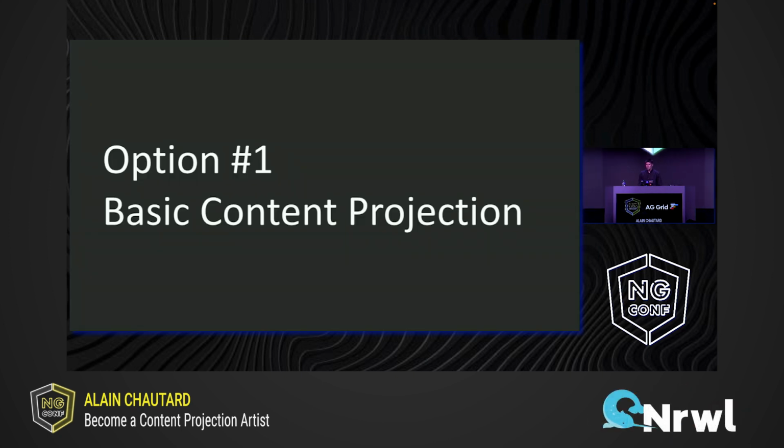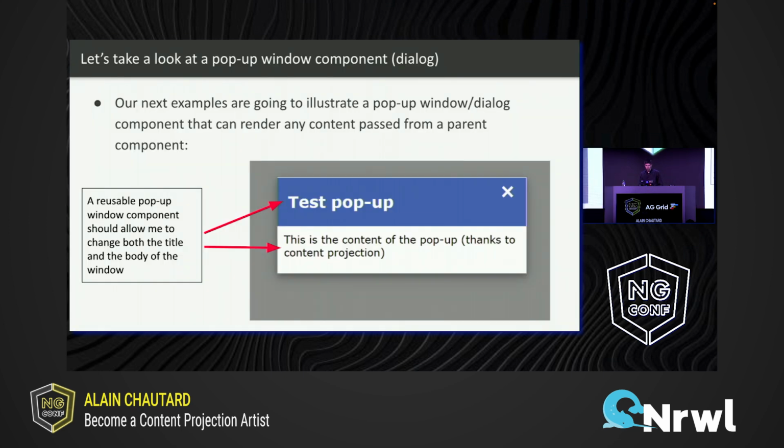So let's get started with option number one, which is going to be the nominal case for content projection with Angular. We're going to do a dialogue, a pop-up window component. And the idea is that the title and the body of the dialogue should be anything we want, so that we can reuse that component over and over again in different scenarios.